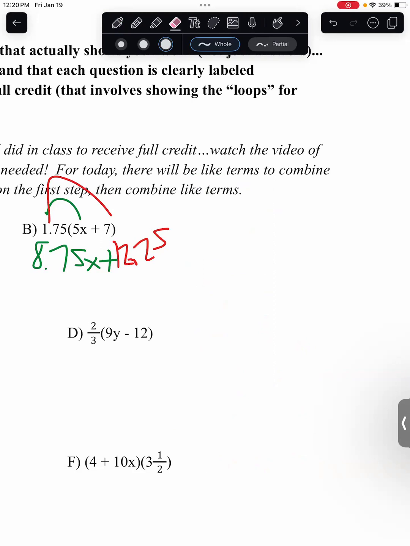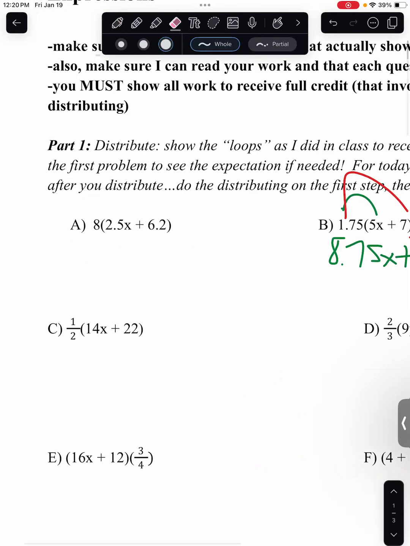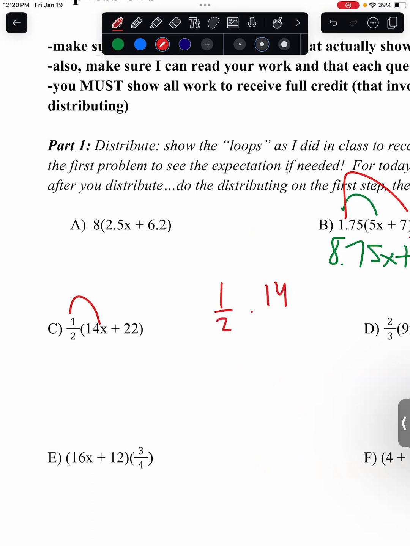Next one. So here we got some fraction action going on here. That rhymes, that's funny. Fraction action. So 1/2 times 14x. What we need to do here is just do the 1/2 times the 14. So we're going to bring the number part over here, 1/2 times 14. You can put any number over 1, right? That's what we do when we multiply fractions. So this would be top times top, 14 over 2, and 14 divided by 2 is 7x. Or you could have simplified before you multiplied, right?